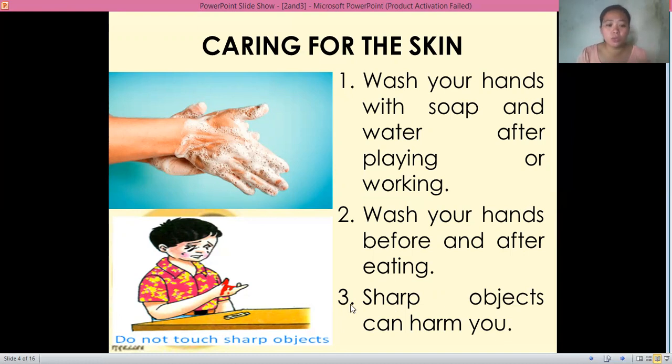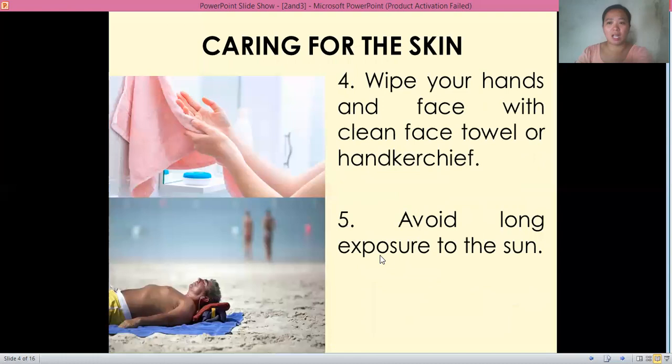Very good. So do not touch sharp objects because it can harm you. Look at this boy. He's playing with a blade. And look what happened to his hand, to his finger. It's cut now and it's bleeding. So always do not touch sharp objects. It's dangerous. Okay po? It can cut your hands or your feet. Yung skin mo, magkakasugat pa.